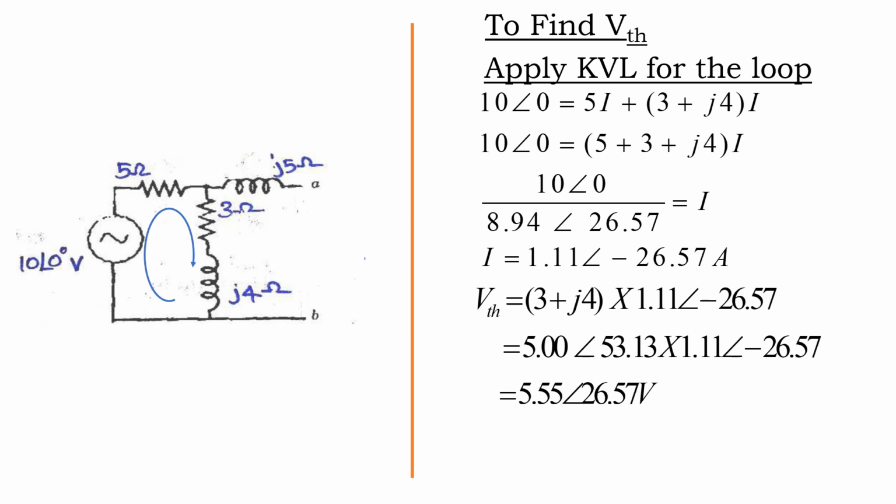That is the current which is flowing in the loop. Multiply the current with the 3 plus j4. That is the open circuit voltage of this given circuit. So, it is 5.55 angle 26.57 volts. It is the same rule applied whatever we did in DC, but only the rectangular and polar calculations will be different. Other things look the same.